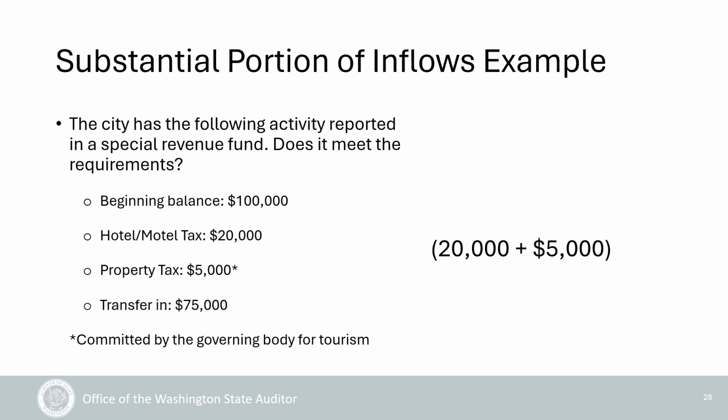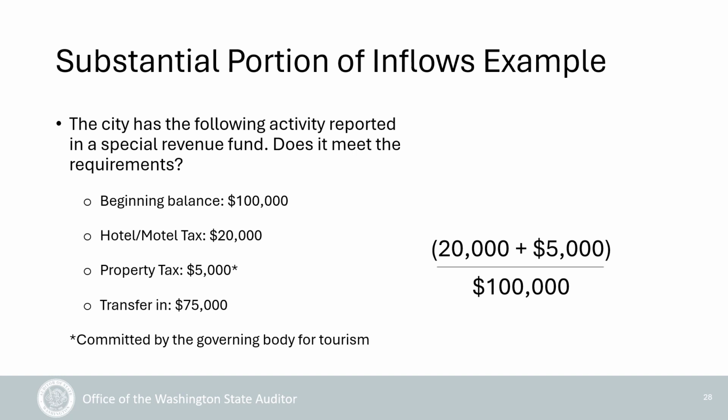The bottom part of the equation is for all inflows. So what are the total inflows? We know that we already have $25,000 in restricted and committed inflows, but we also need to add in the transfer in of $75,000. That gives us $100,000 total inflows. So that means 25% of the total inflows are restricted or committed.